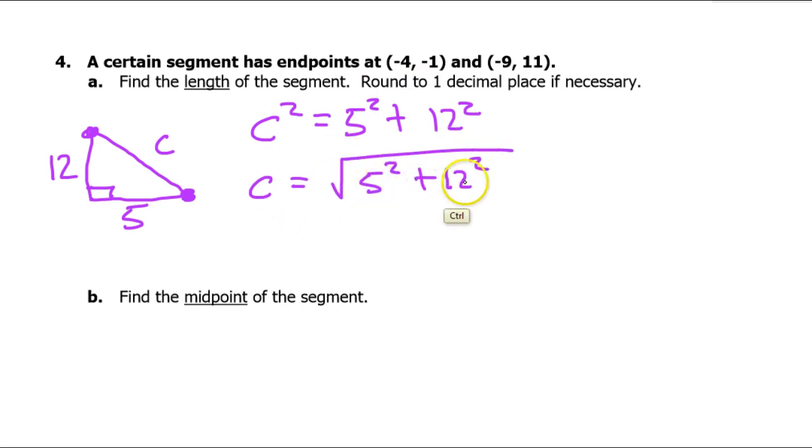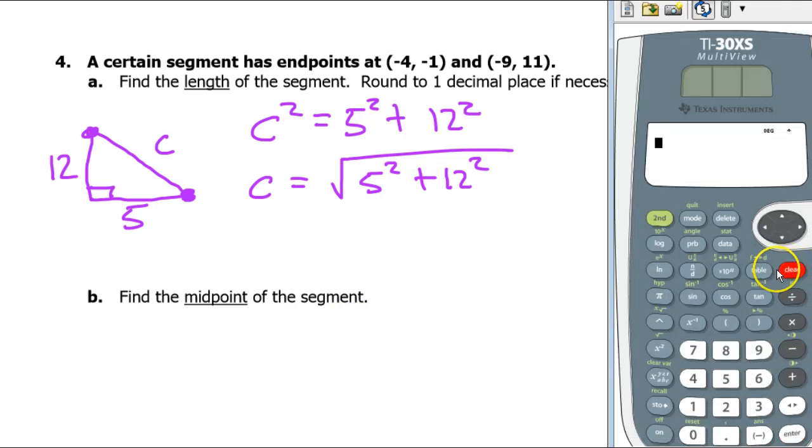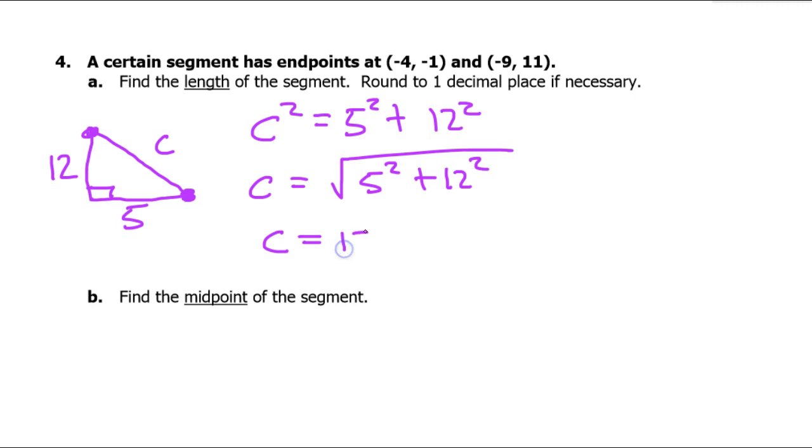If you didn't feel like showing the steps in between, for this problem I'm going to show you how to use your calculator a little bit more. We could just do the square root of 5 squared plus 12 squared. That just saves us the steps of having to do the 25 and then the 144 and then add those together and then take the square root. If we've got the calculator, why not use it? Okay, so we get c is equal to 13. This is my preferred method, anyway. Now let's find the midpoint.